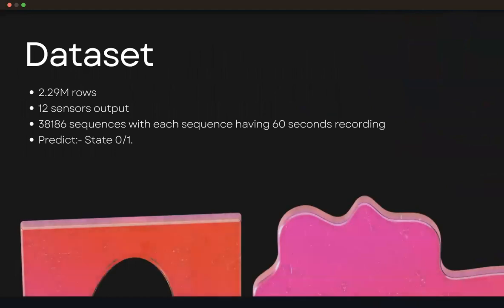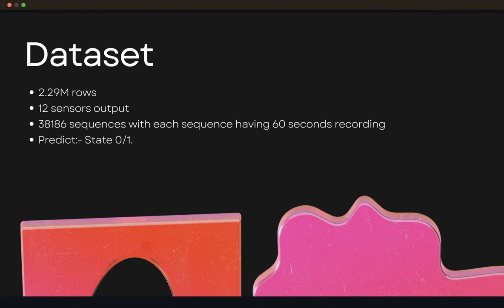First things first, talking about the data set. In our data set, we have 2.29 million rows and about 12 biological sensors whose data we are using. We have about 38,000 sequences in the data set. Each sequence has a 60-second recording of different subjects, or you can say patients.